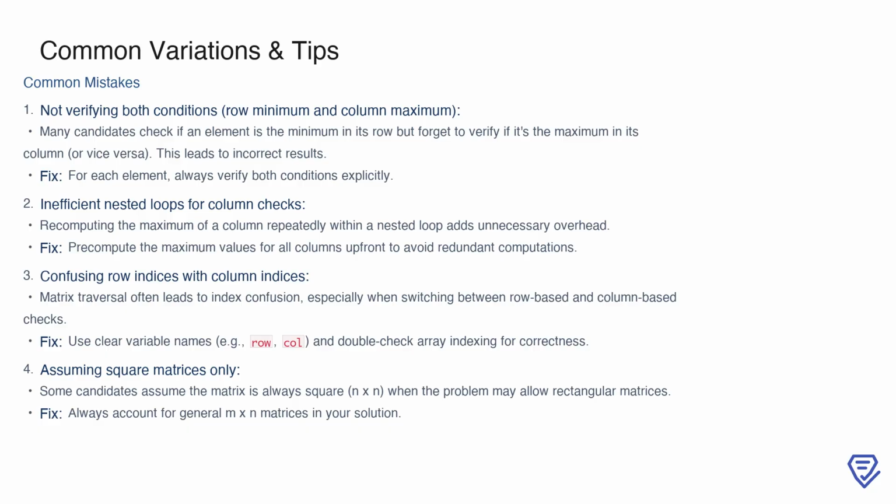It's also easy to confuse row indices with column indices during matrix traversal. To avoid this, use clear variable names, like row and col, and double-check your indexing. Finally, assuming the matrix is always square is another pitfall. The problem may involve rectangular matrices, so always design your solution to handle general M×N matrices rather than assuming N×N by default.